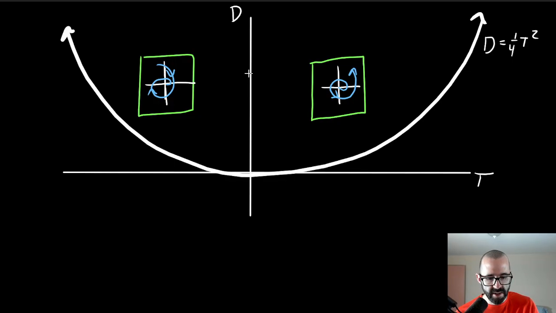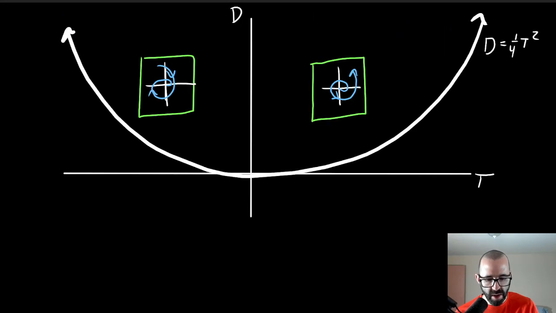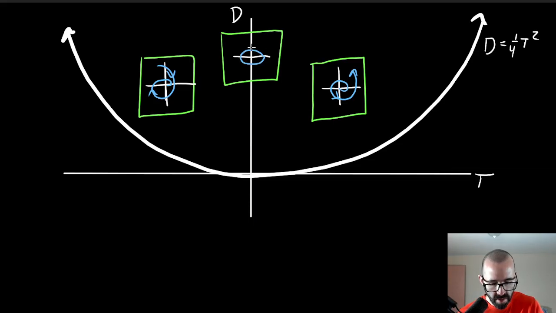What happens if the trace is 0? If the trace is 0, we have a center. So if we're on the d-axis, then we have a center. That's going to look like some kind of ellipse. Again, who knows what kind of ellipse?